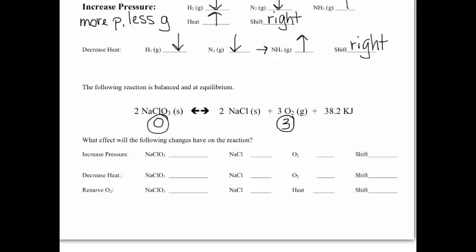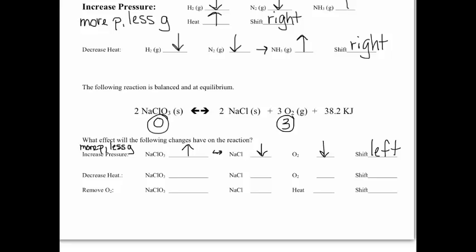So when we have more P, I'm going to write this again, more P, increase the pressure, it's the side with less moles of gas, less G. So the side with less moles of gas is going to be the NaClO3, that's the only thing over there, and everything else decreases. Since our reaction arrow is here, the shift is to the left.